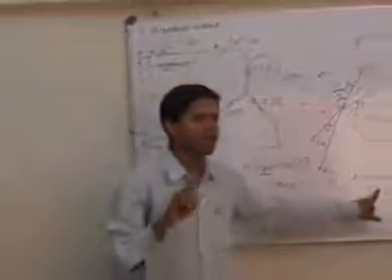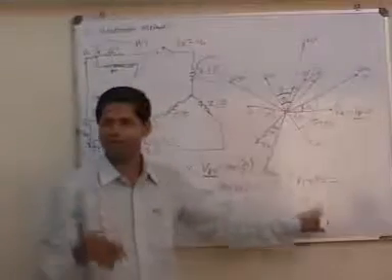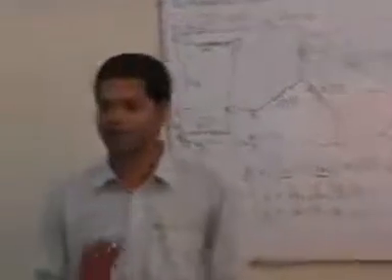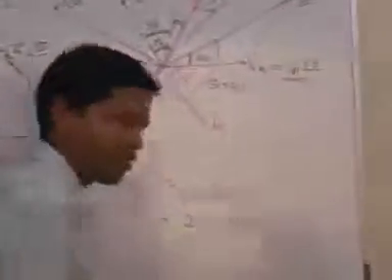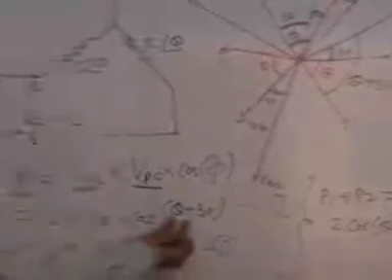So P1 plus P2, what will cancel out? The sine terms will cancel out. What will remain? 2 cos A cos B. And A is theta, B is 30. So what is the answer? 2 cos theta cos 30.